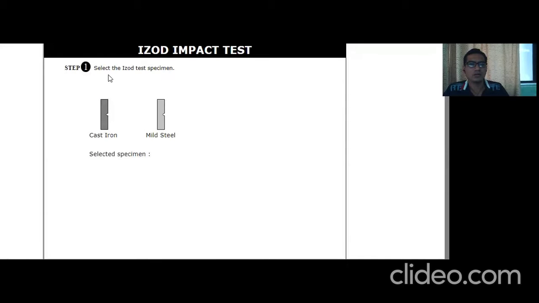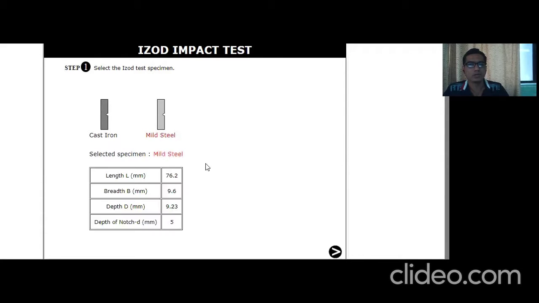The first step is to select the Izod test specimen. Here two specimens are there in the Izod test. One is cast iron and the second one is mild steel. We go with the mild steel material as the specimen material for the first trial. So we select mild steel as the specimen material.